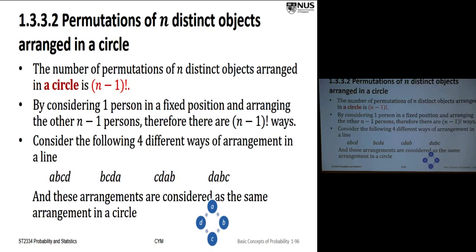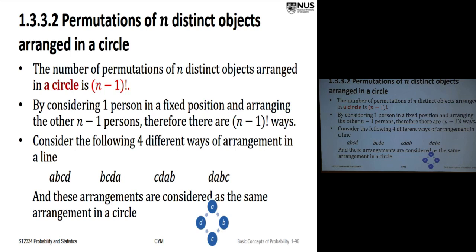Okay, how about if we arrange n distinct objects in a circle? In a circle, how many ways? Now, for a circle, unless you put in the direction, north, south, east, west, otherwise your arrangement will be, you go for a party, 4 persons sit together. What your interest is only who sits next on your right, who sits next on your left.